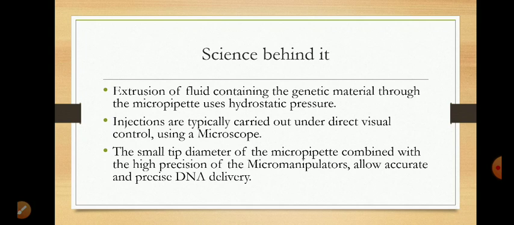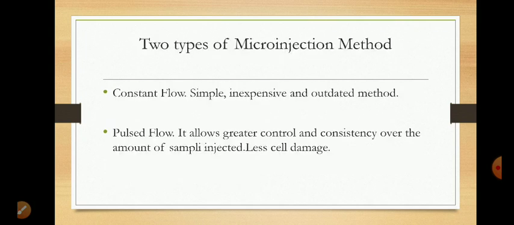Next, injections are typically carried out under direct visual control of a microscope, and manipulators handle all these activities, all this movement of the micropipette as well as the pipette holder or needles, very accurately and precisely. So these are the two types of microinjection: constant flow, which is an outdated one, and pulsed flow.